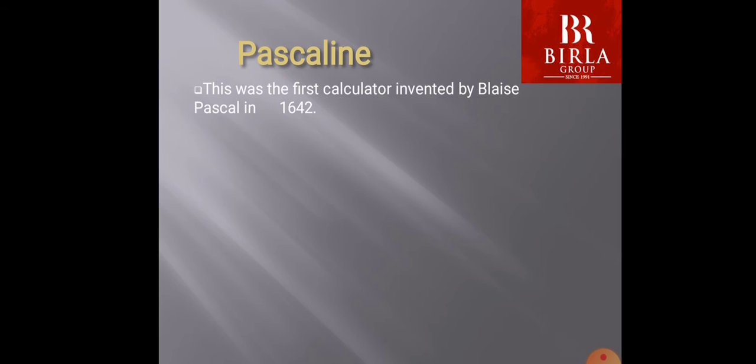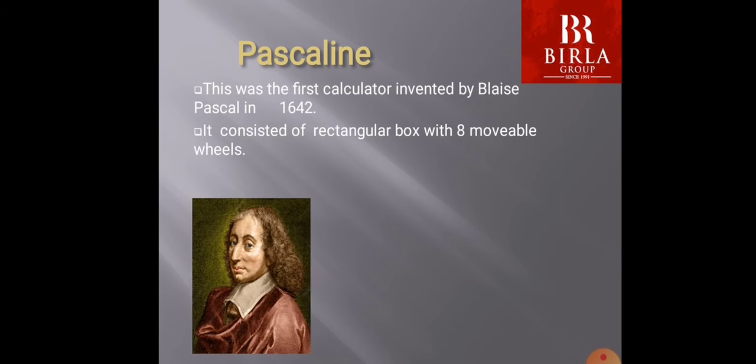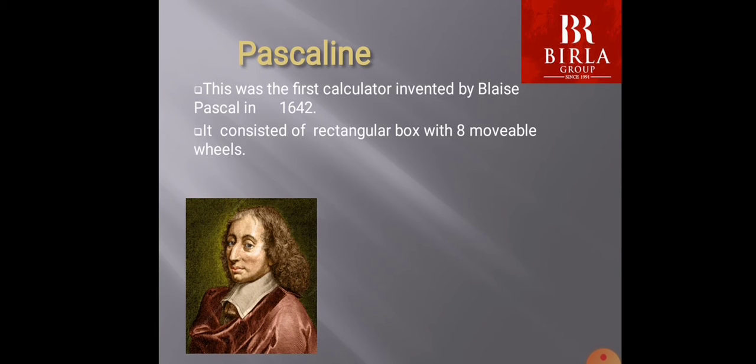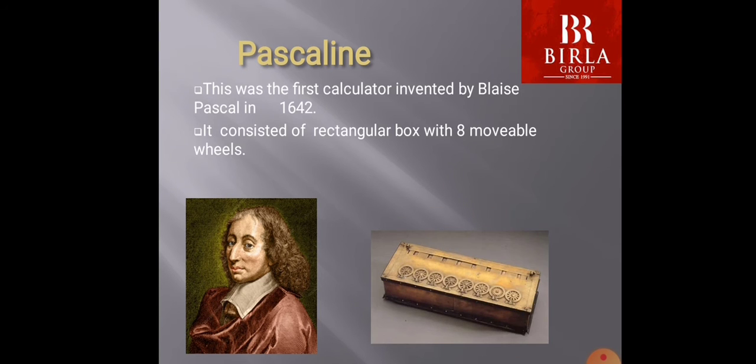The next is Pascaline. This was the first calculator, invented by Blaise Pascal in 1642. It consisted of a rectangular box with 8 movable wheels. It was capable of performing addition and subtraction. It looks like this.